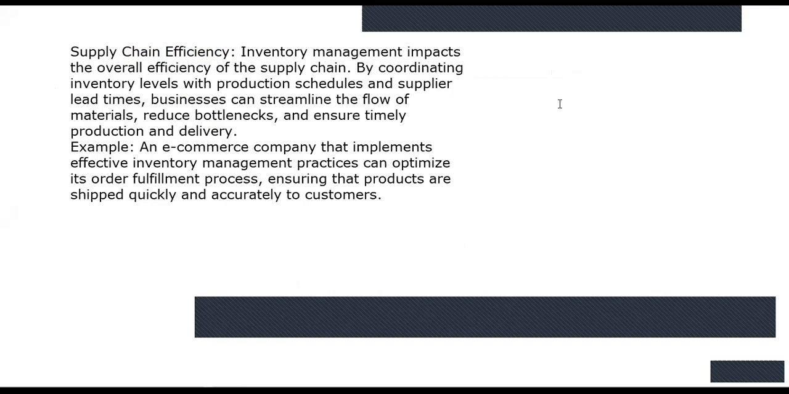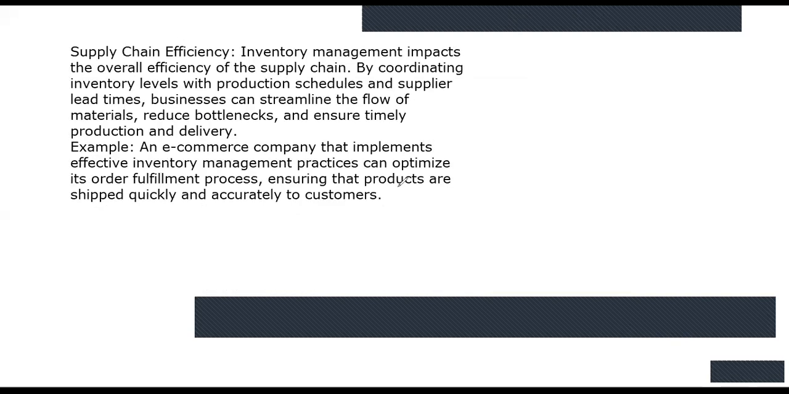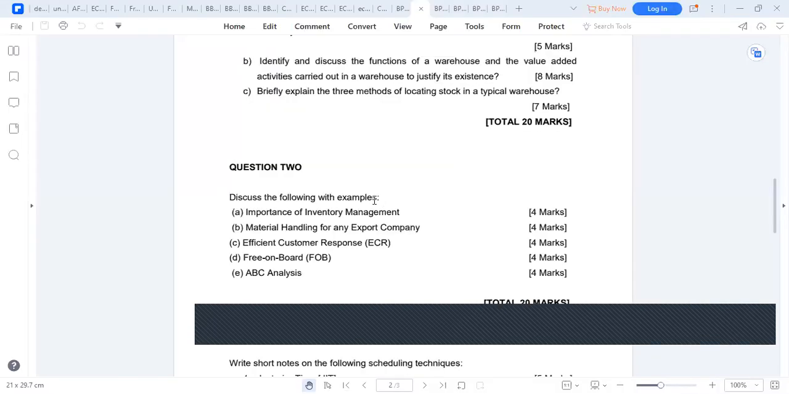For example, an e-commerce company that implements effective inventory management practices can optimize its order fulfillment process by ensuring that products are shipped quickly and accurately to their customers. So we've talked about three key uses of inventory management. Number one, to meet the daily demand of the customers. Number two, to optimize costs by avoiding storage costs. Number three, to ensure efficiency of the supply chain. So this is how this question could be answered, the importance of inventory management.